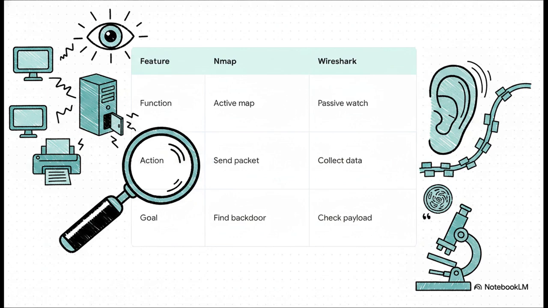On the flip side, we have Wireshark. If Nmap is jiggling the door handles, Wireshark is the party eavesdropper, just passively recording every whispered conversation happening inside. It collects a ton of data across hundreds of protocols in real time. If some weird traffic is quietly leaving your network, Wireshark lets you inspect the microscopic payload of those packets to see exactly what's being sent out.